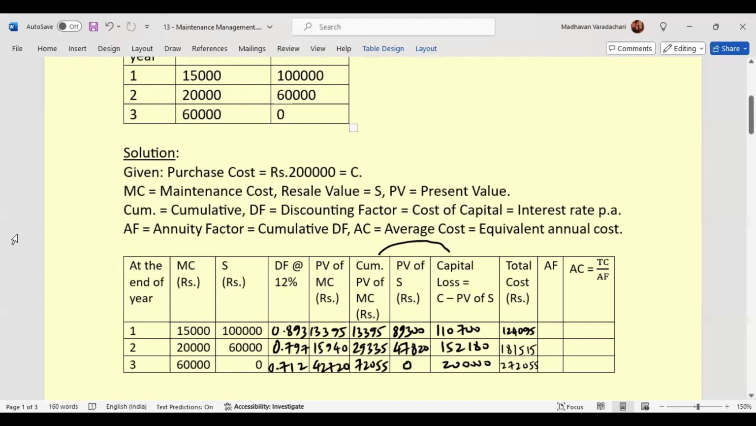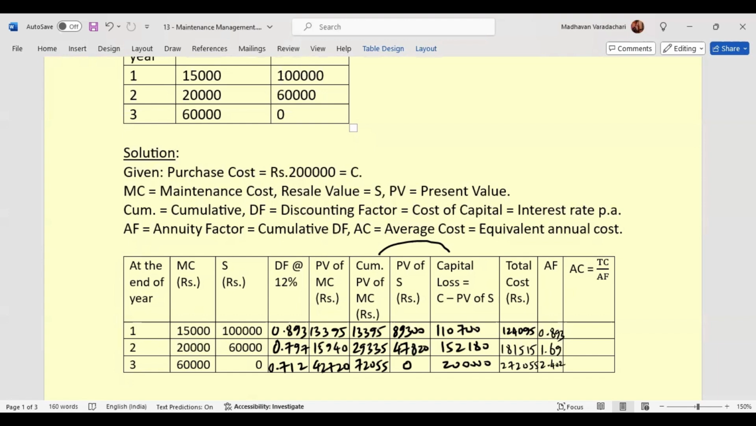Annuity factor is the cumulative discount factor, which means first one will be 0.893. Next is 0.893 plus 0.797, we get 1.69. Then to this 1.69, we'll be adding the next discounting factor, which is 0.712 to get 2.402.